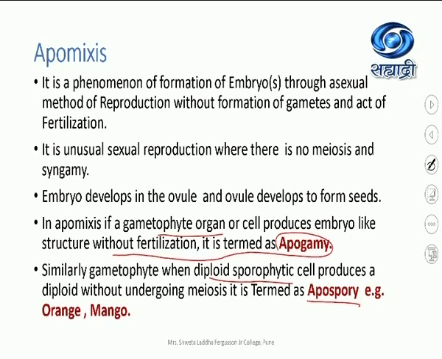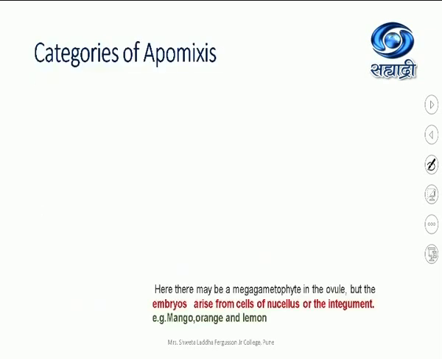Let us see apomixis. So apo, absent, mixis, mixing of gametes. No fertilization, still embryo is formed. No gametes are formed, still embryo is formed. No meiosis occurs, the sporophytic cell directly becomes an embryo. I hope you understood the concepts.